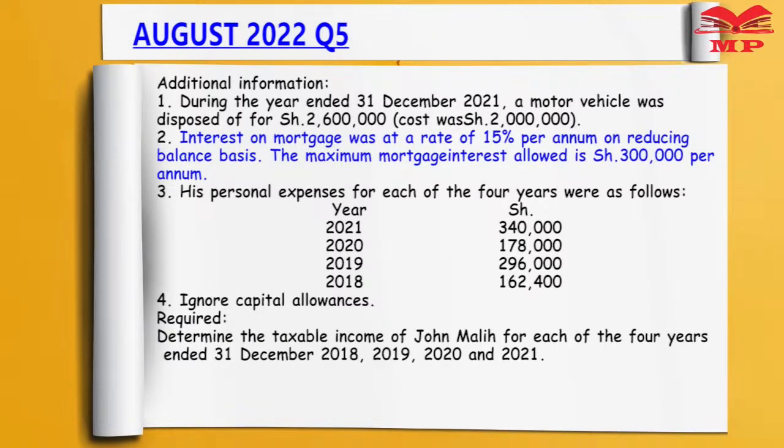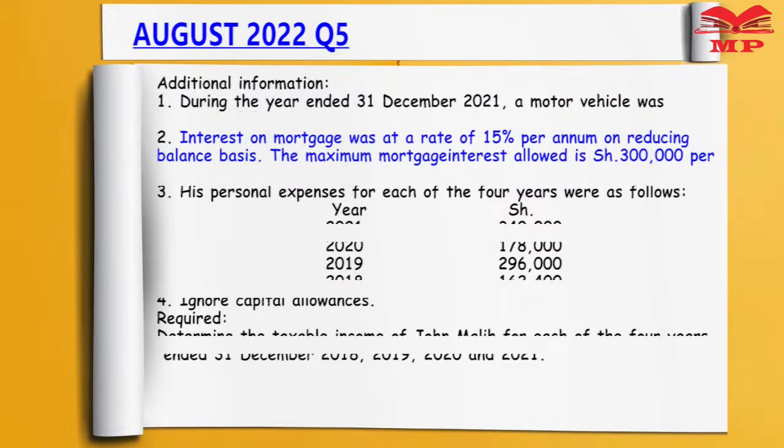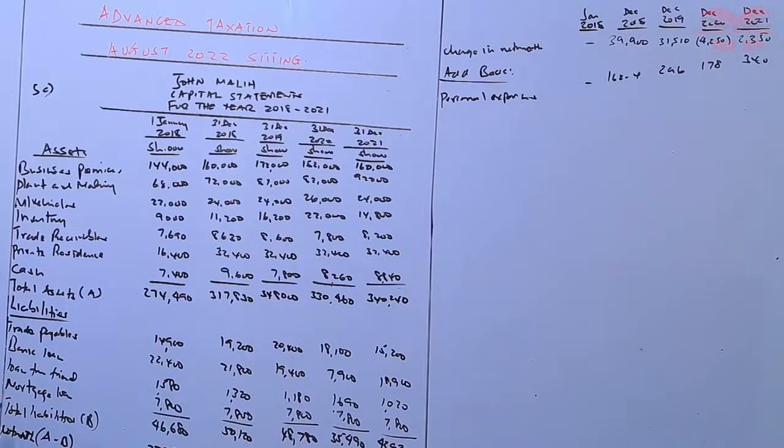We have information 2, which says interest on mortgage was at a rate of 15% per annum on reducing balance basis. The maximum mortgage interest allowed is 300,000 shillings per annum. Now, there's a liability here called mortgage loan, which is 7.8 million shillings all through. And we are told in note 2, the interest on this loan was at 15% per annum, though the maximum interest on mortgage allowed per annum is 300,000.